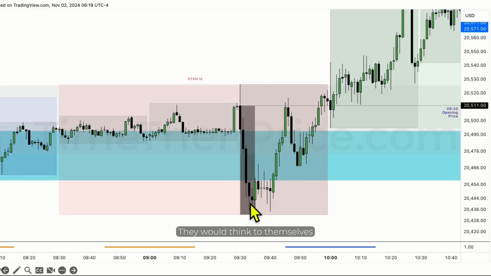Imagine what every single retail minded trader would think when they see these down close candles right here. They would think to themselves, the time is finally here. The crash is here. We need to be on board. I need to go market short because else I'm going to miss out on this expansion towards the downside. We of course know, however, that the opposite is true.